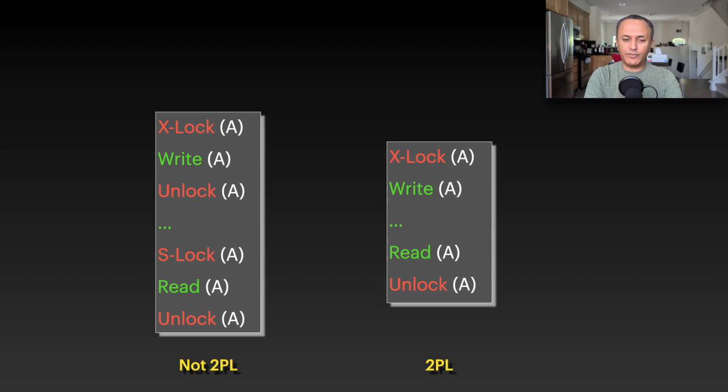One thing to note, obviously, is that two-phase locking can reduce concurrency, because we're holding on to locks for longer than we would otherwise. This means that other transactions would be blocked.